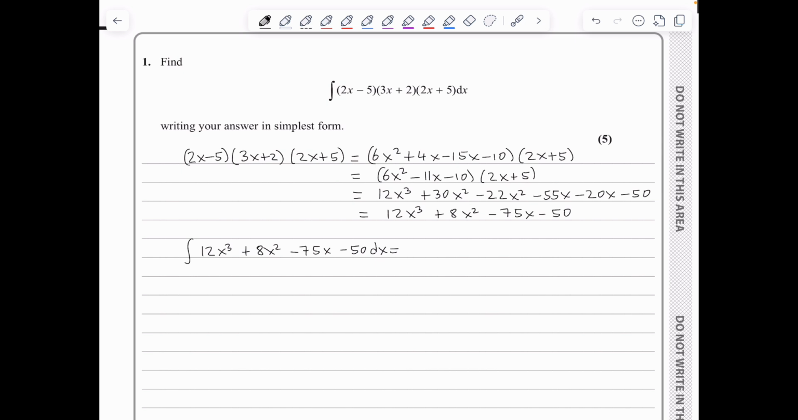x, and we know that in integration we are increasing the power by 1 and dividing by the new power. So I've got 12x to the power of 4 over 4 plus 8x cubed over 3 minus 75x squared over 2 minus 50x plus c, where c is the constant of integration. The only thing missing is for me to simplify the 12 with the 4, leaving me with a 3 in the numerator, and therefore the final answer is 3x to the power of 4 plus 8x cubed over 3 minus 75x squared over 2 minus 50x plus c.